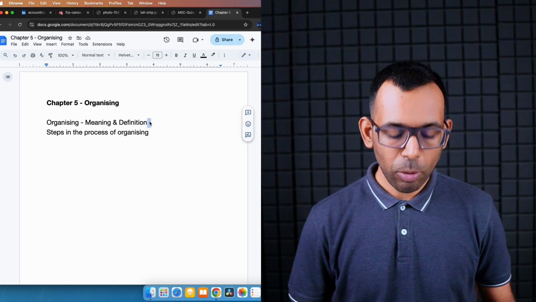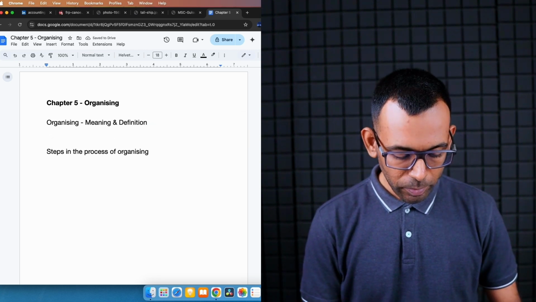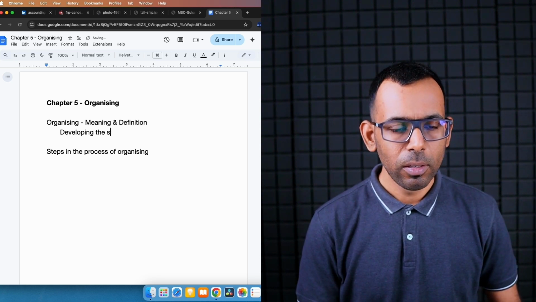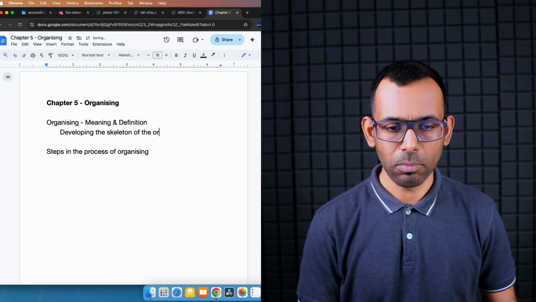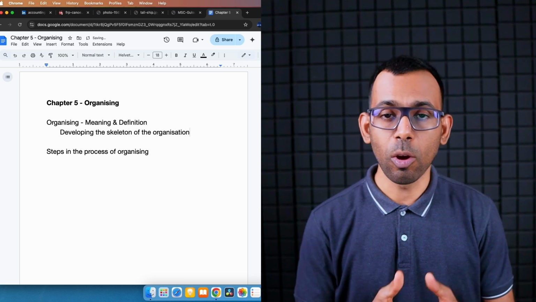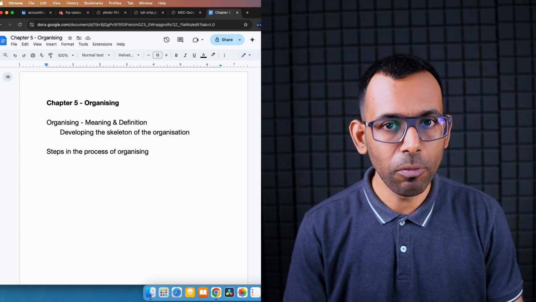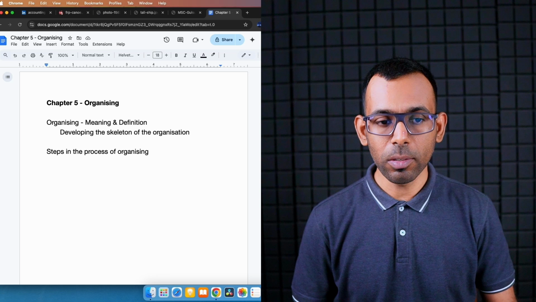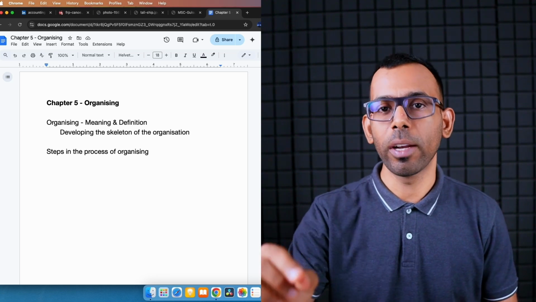The basic thing that you have to understand, what I believe as organizing is developing the skeleton of the organization. We are in business studies, which means how to do business, how businesses work. We are in the process of learning how every organization works. What are all the things that are involved in running an organization? So that means we should also understand how to develop the skeleton of an organization.